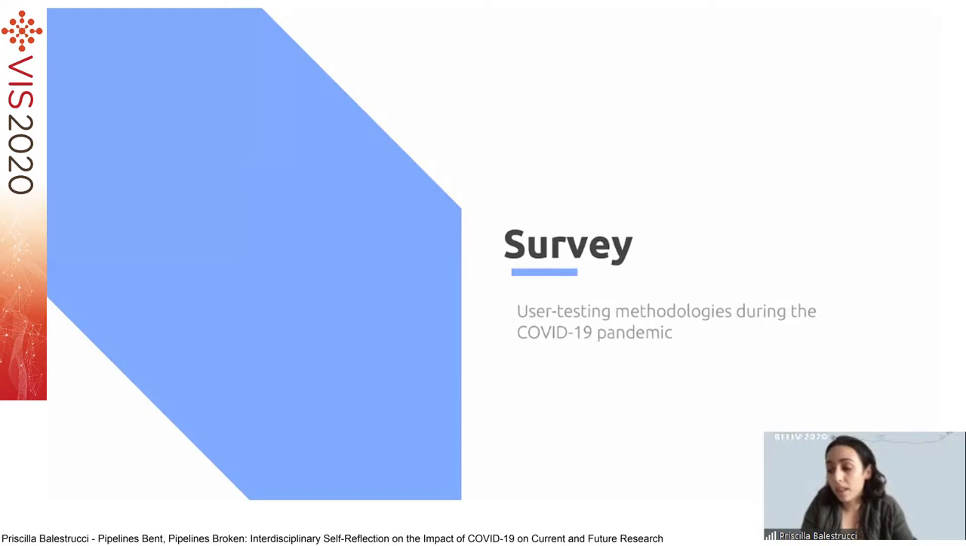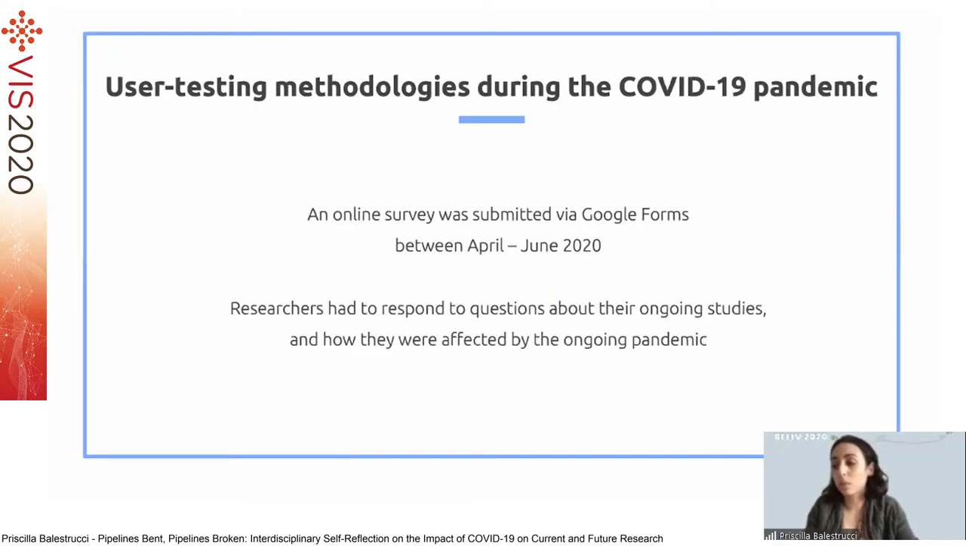In order to have a better insight on the situation, we decided to not only base this discussion on our personal experience, but we also circulated a survey to the network of researchers in our fields, asking what was the state of their user studies during the pandemic. So we circulated a survey online via social media, by word of mouth, or by reaching out directly to our network between April and June 2020. This is when the lockdown in Europe and in Germany in particular was taking place, and many of our research facilities were either shut down or access was very limited.